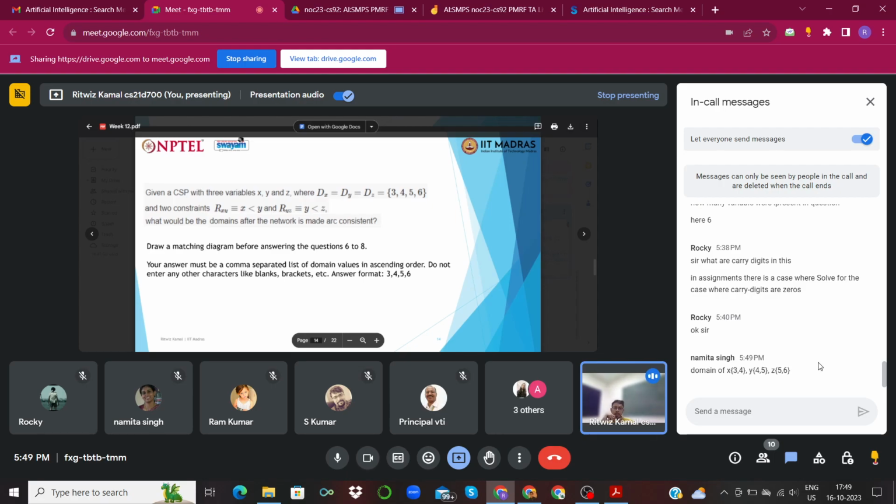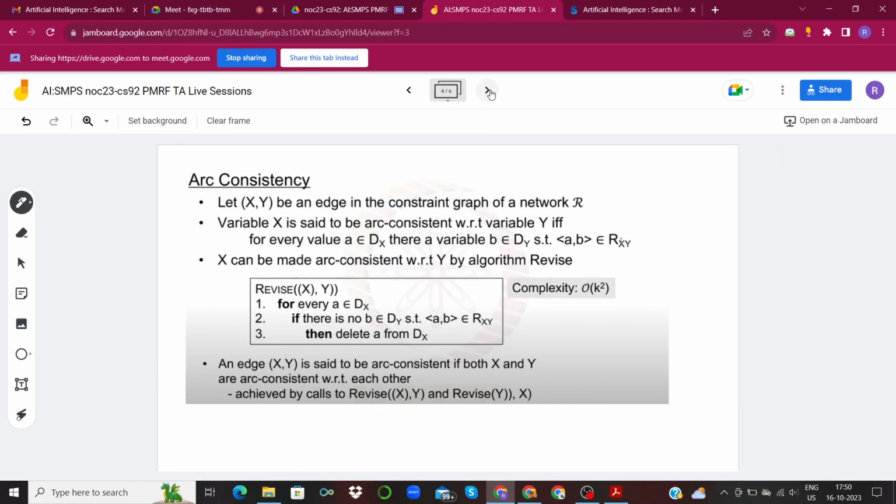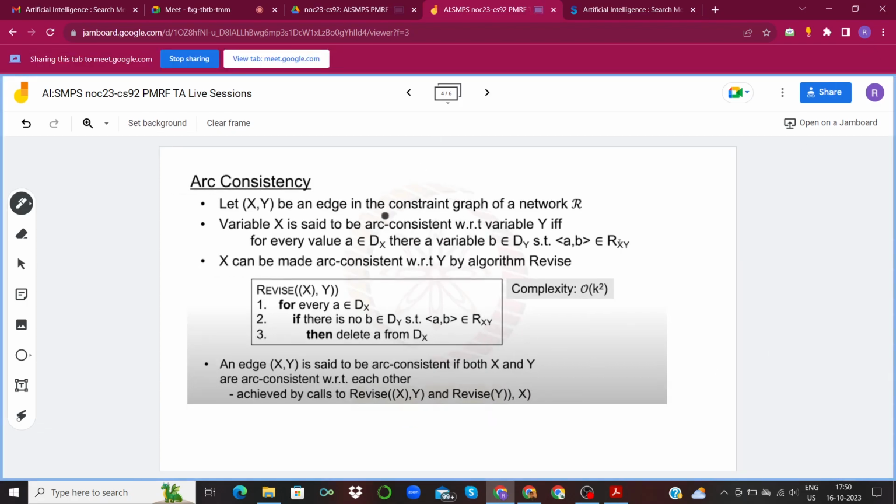So essentially what we can do over here is we can use the concept of arc consistency that was taught in the lectures, right? So the way we can begin is, let me move to the Jamboard. If we revisit the definition of arc consistency, it said something like this. A variable x is said to be arc consistent with respect to a variable y if and only if for every value of a in the domain of x there is a value b in the domain of y such that that relationship or that constraint is satisfied.